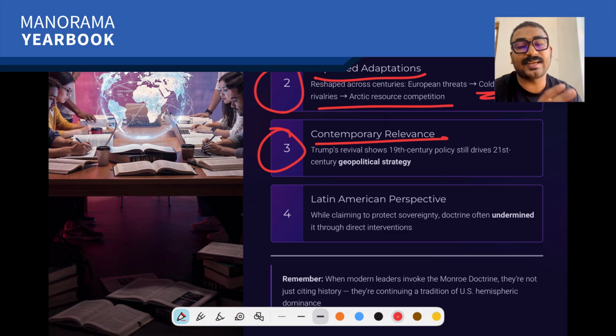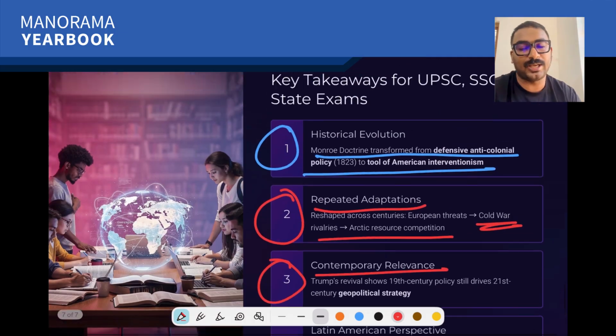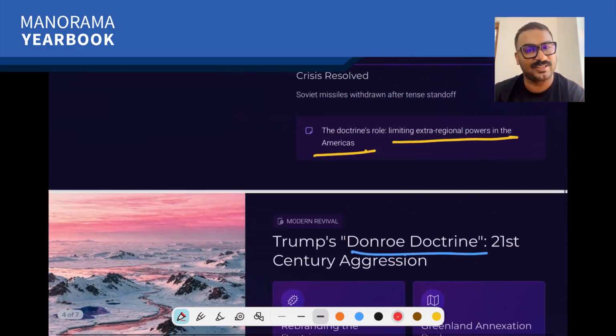And this is exactly why the Monroe Doctrine remains relevant for international relations, global power politics, and contemporary current affairs. Thank you for listening. I hope this session helped you to understand not only what the Monroe Doctrine is, but also how a 19th century policy continues to shape 21st century geopolitics.